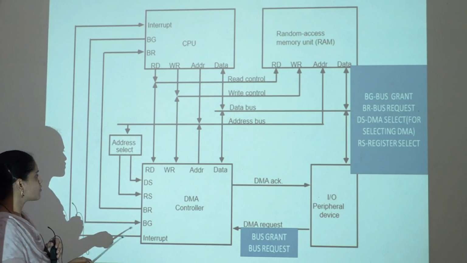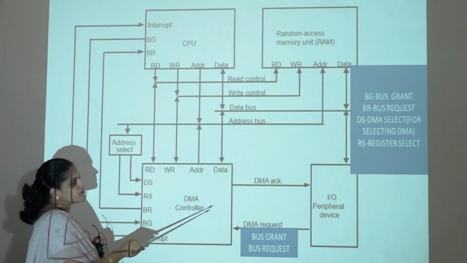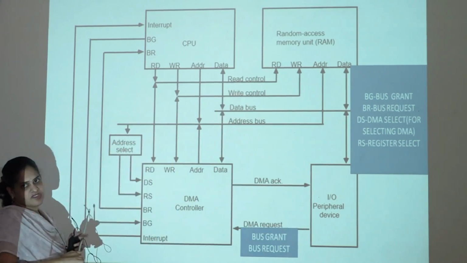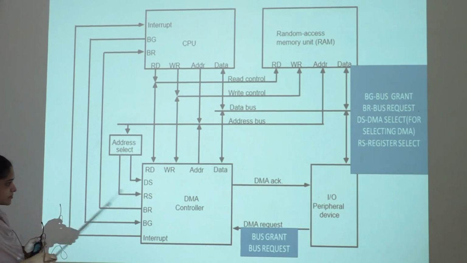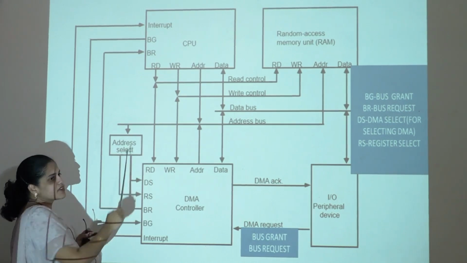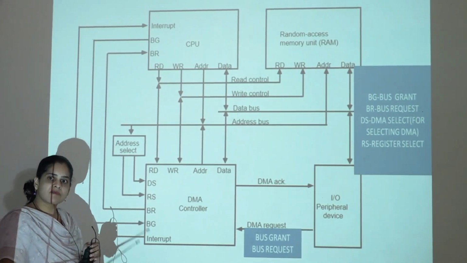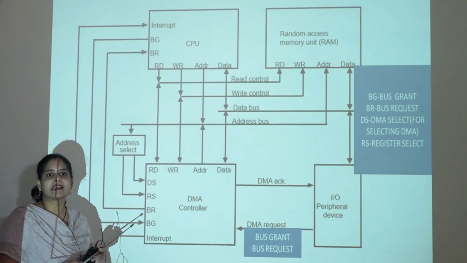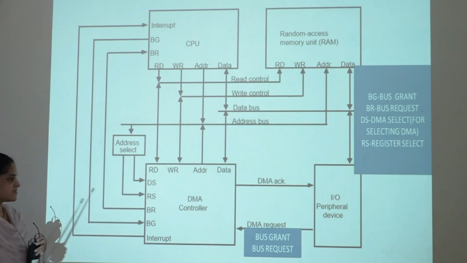So the DMA is whole and sole responsible for transferring the information between the peripheral device and the memory without the intervention of the CPU. But before the actual data transfer takes place, it requests the CPU for the control of the bus, it gains the access of the bus, it performs the transfer of information through the bus, and once the transfer is completed, it gives the control back to the CPU by using an interrupt signal.